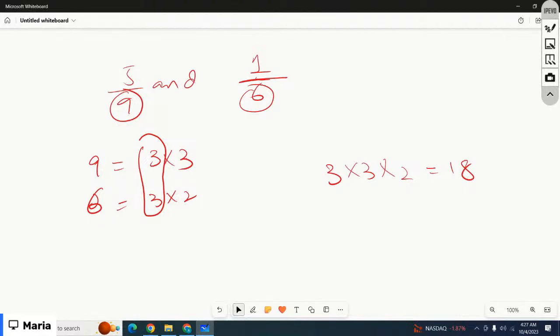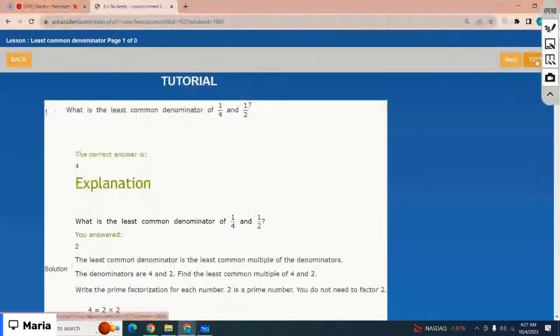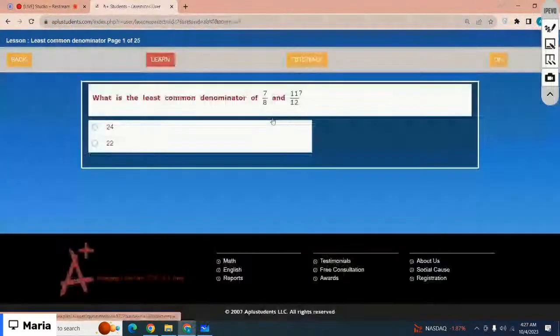Okay, let's just start with the practice questions from the lesson. What is the least common denominator of 7 over 8 and 11 over 12? Which is the correct option?